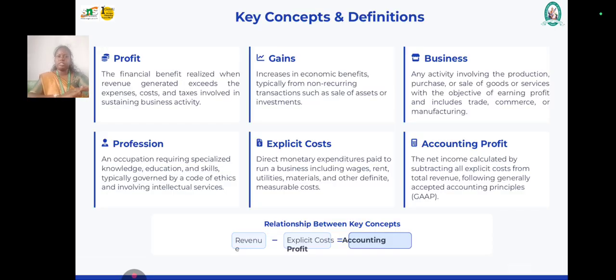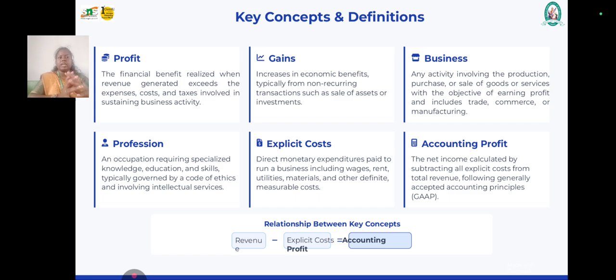So first, what is profit? The financial benefit realized when revenue generated exceeds the expenses, cost and taxes involved in sustaining business activity. For example, say a pen costs 5 rupees. For making the 5 rupees pen, we have to spend a cost of 3 rupees. So the 2 rupees will be our profit. The gains are increases in economic benefits, typically from non-recurring transactions such as sale of assets or investments.